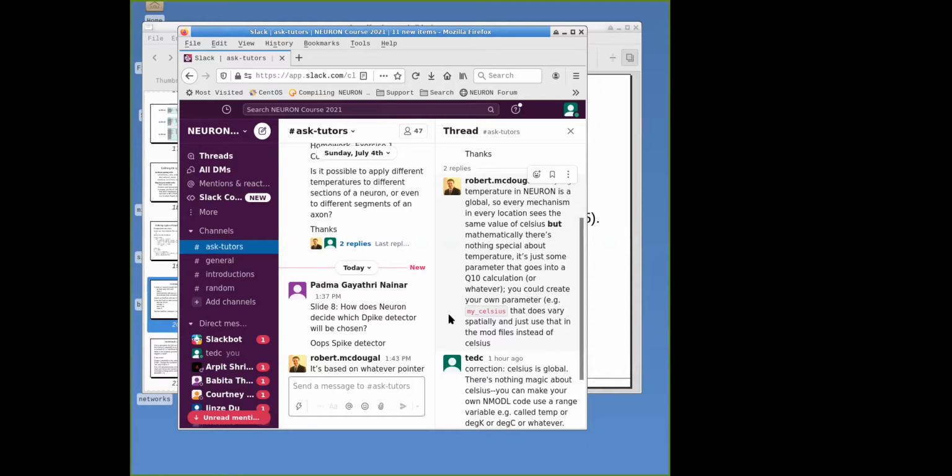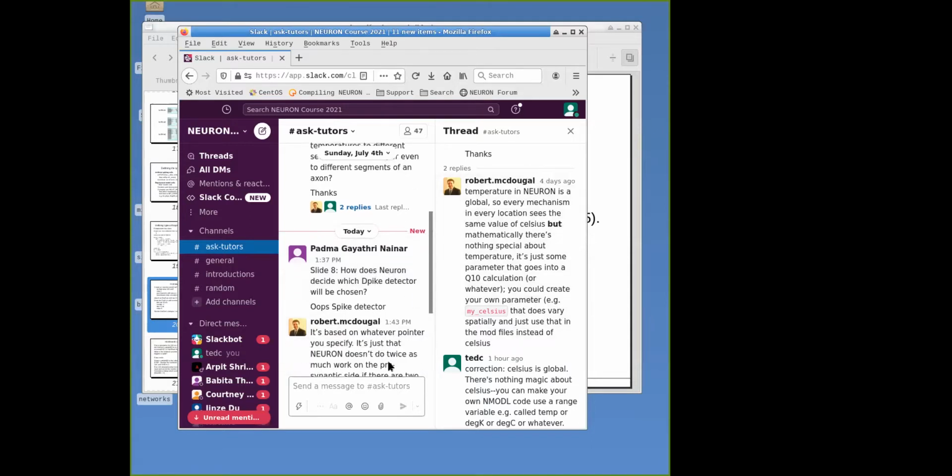Did you already answer this or not? Okay. Well, if it's not NEURON's choice, it's more your choice as to how you're writing your code. Yeah, it's what you're pointing to.